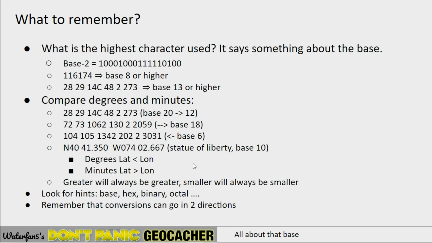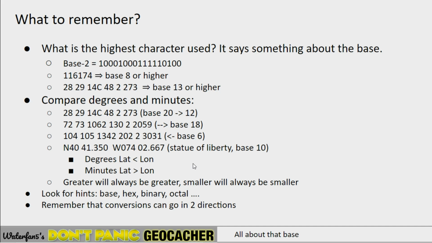But before that, let's summarize a little bit, right? I gave some tips and tricks of base conversions, and I just wanted to make sure that you remember these. That might be just as important as understanding how to do the conversions.